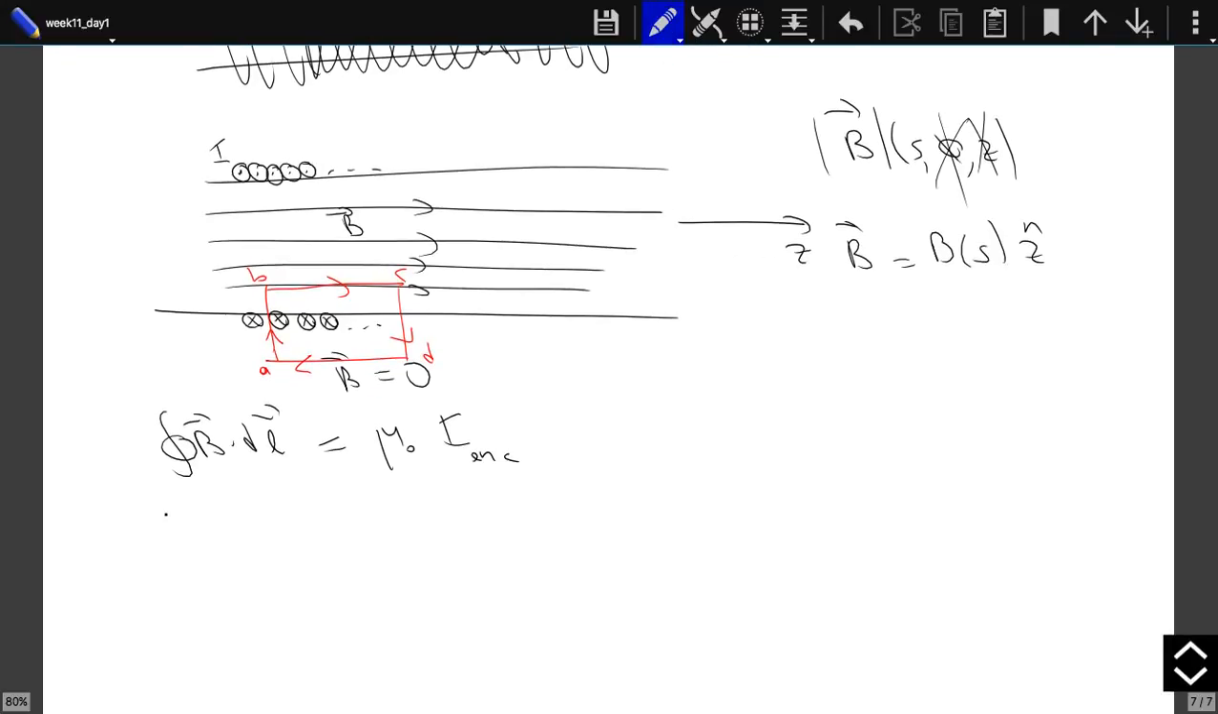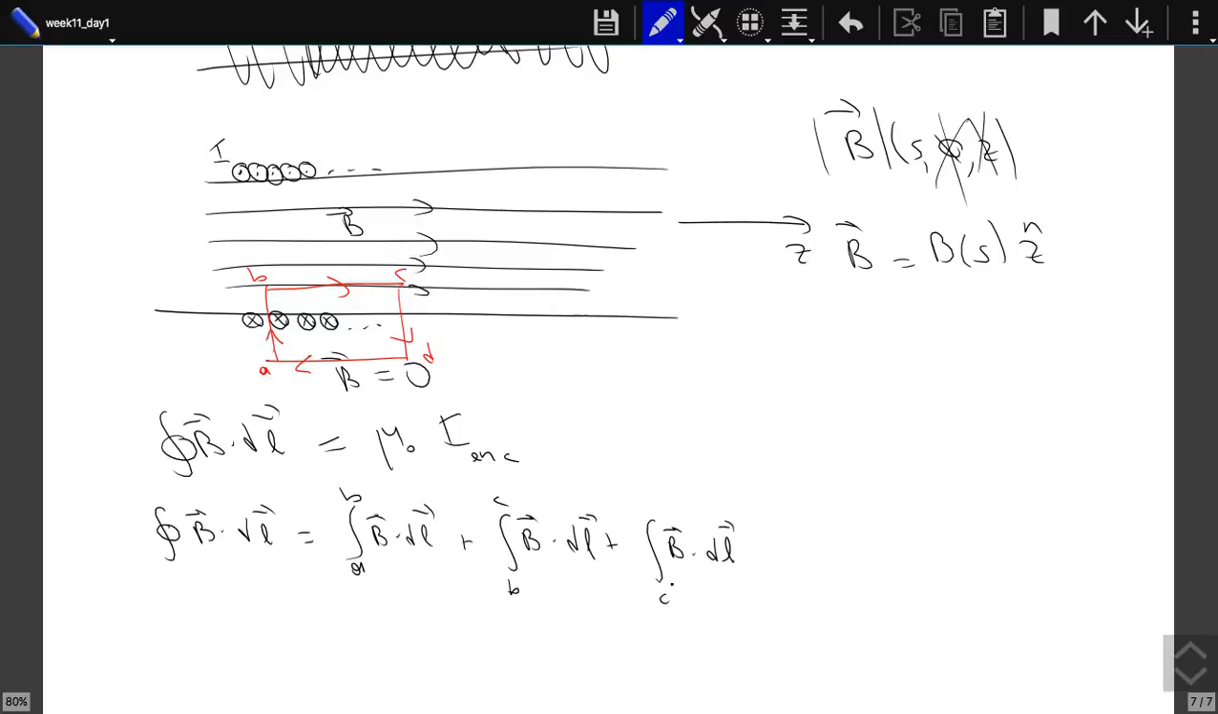So B dot dl around this loop is the integral of B dot dl from A to B, plus B dot dl from B to C, plus B dot dl from C to D, plus B dot dl from D to A. Now from A to B, dl is pointing in that direction. In this part of that segment, B is 0. In the other part, B is in this direction, this is my dl, this is B, and their scalar product is 0. So B dot dl as I go from A to B is 0, either because B is 0 or because B is perpendicular to dl. So this is 0.